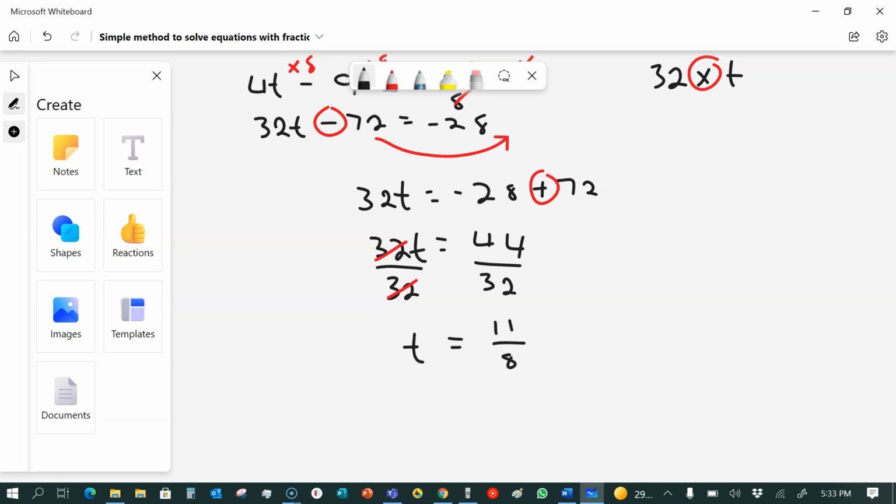And then as a mixed number, if you have an improper fraction, always leave it as a mixed number. So as a mixed number, this would be 1. How many 8 in 11? There's 1. And what are you left with? If I remove that 8 there, I'm going to be left with 3 over 8. So if I say 1 times 8, it's going to give me 8. 8 plus 3 gives me 11. So it's 11 over 8.